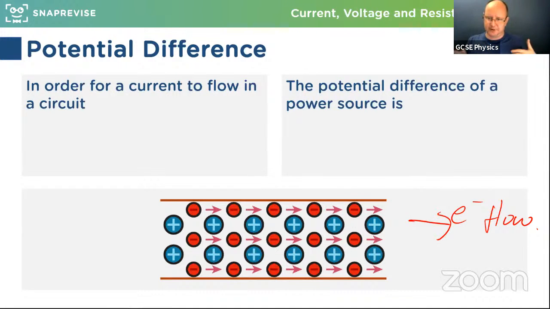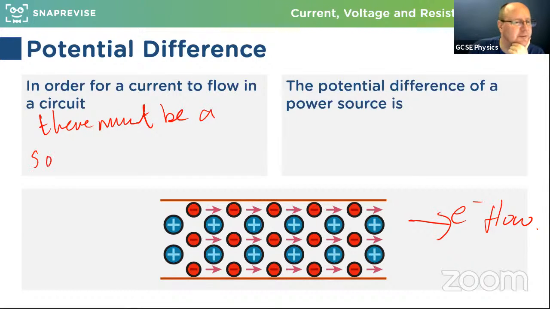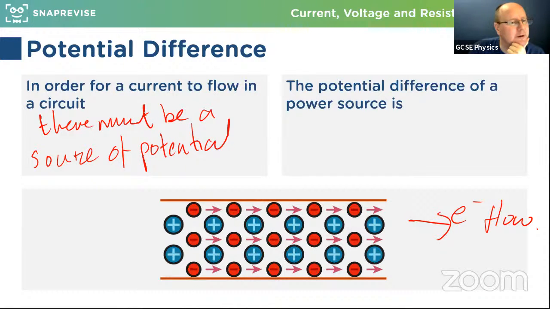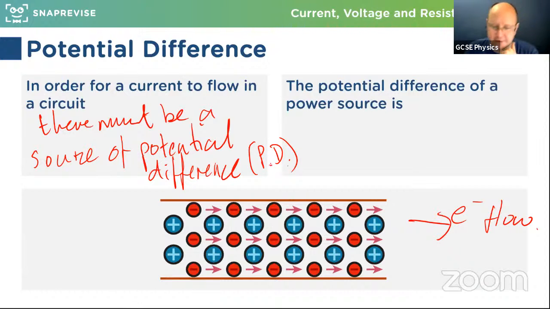So we need some force to push these electrons around, that's correct. So we need a potential difference, which is a difference in energy between the beginning and the end of a circuit. I'm not going to complicate that any further. I'm just going to say that there must be a source of potential difference. And we quite frequently shorten potential difference to PD. So I wouldn't advise you do it in an exam question, but you might see that written down in some notes. PD, potential difference. Now, potential difference is just a posh way of saying voltage, okay?